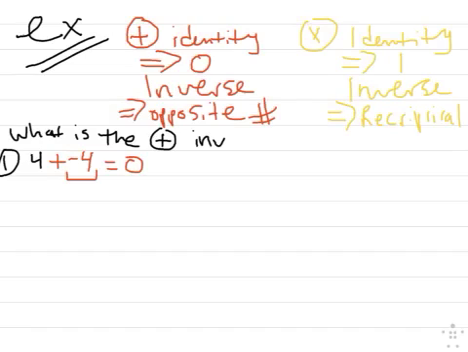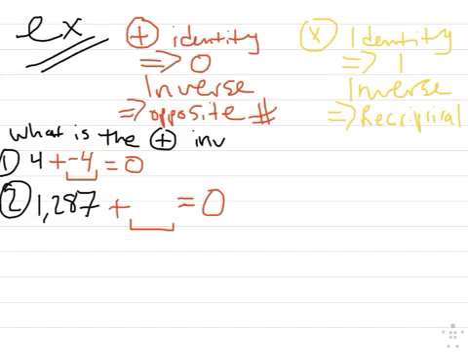And I think I'm belaboring it. You can see this is going to get really easy as you do a couple examples, right? Okay, 1,287. What is the additive inverse of this? Well, same question. What do I need to apply to this to give me the additive identity, which is 0? Well, I need to apply the opposite number, -1,287, right?